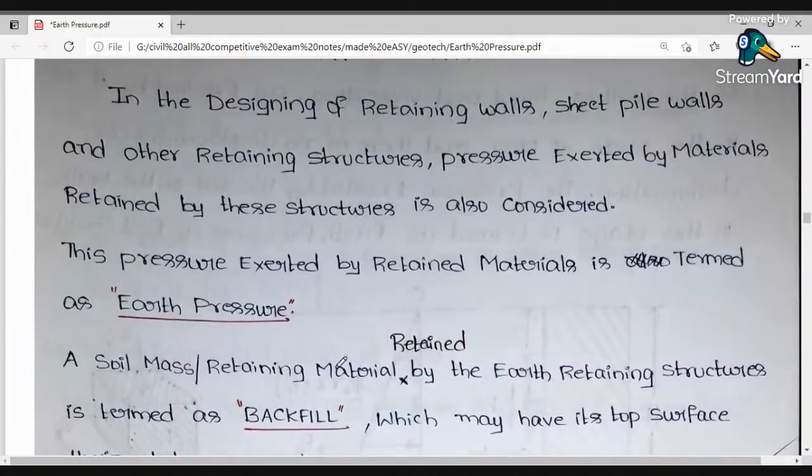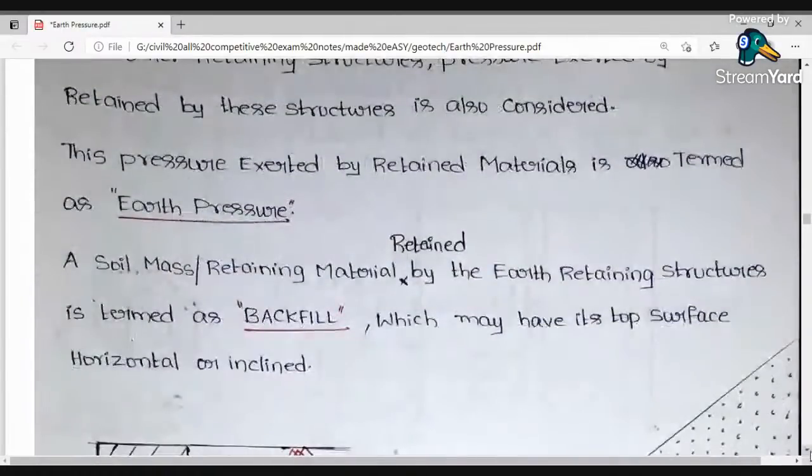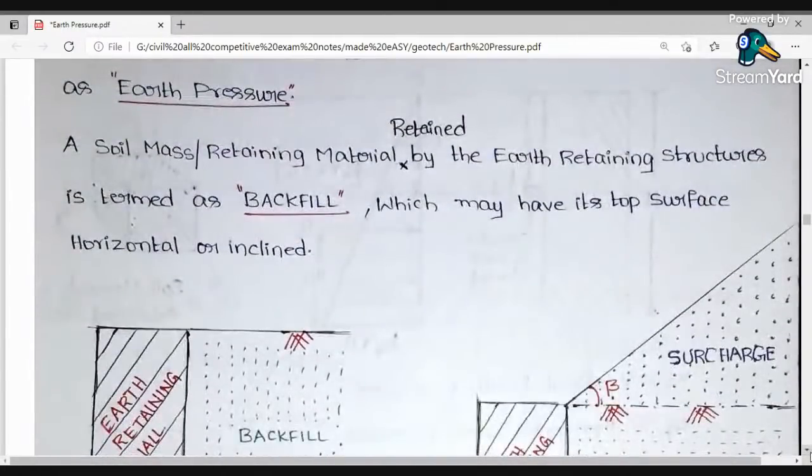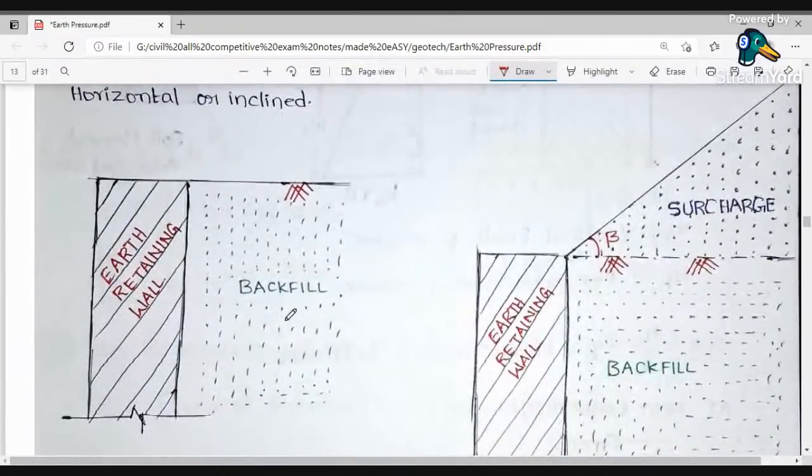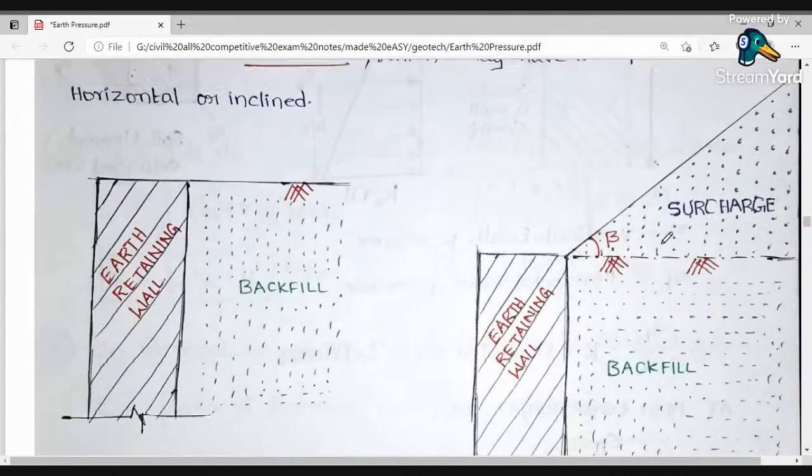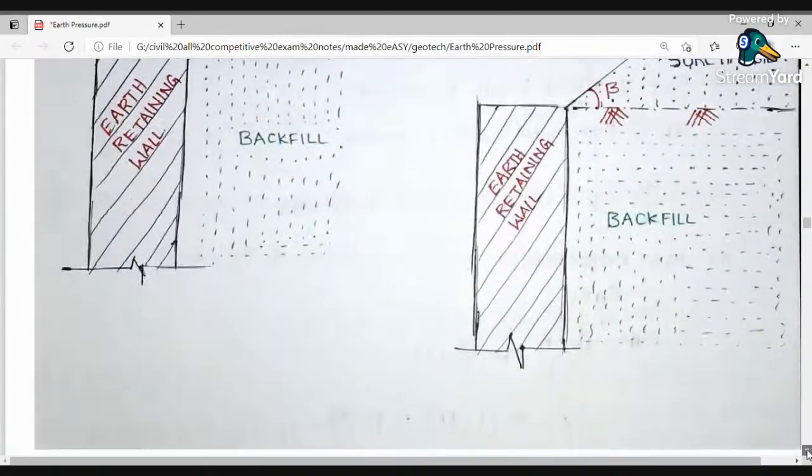The soil mass, the material retained by the earth retaining structure, is termed as backfill, which may have a top surface, horizontal or inclined. This is the backfill, this is the retaining wall, and this is the surcharge. Surcharge means the extra load, and sometimes this extra load makes an angle with the horizontal, and this angle is known as beta.